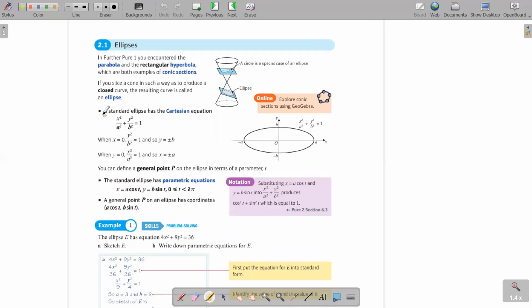Let's quickly write down these things you need to know. The standard ellipse has the Cartesian equation x square over a square plus y square over b square equals 1. Another important thing you must know is that the standard ellipse has the parametric equations x equals a cos t and y equals b sin t. So you must know the Cartesian equation as well as the parametric equation for the ellipse. First you must note it down.